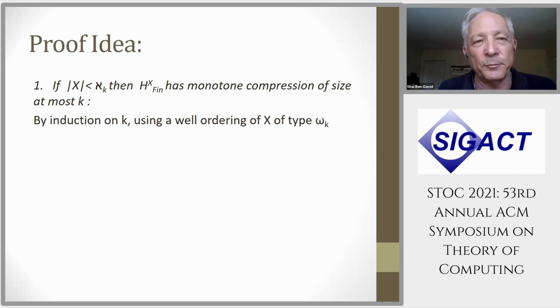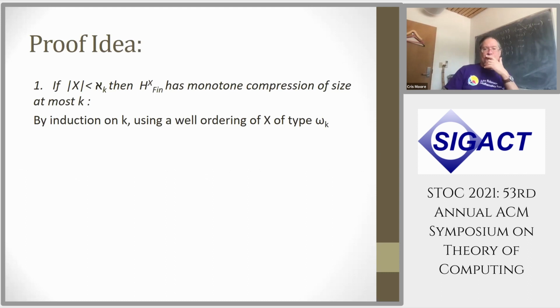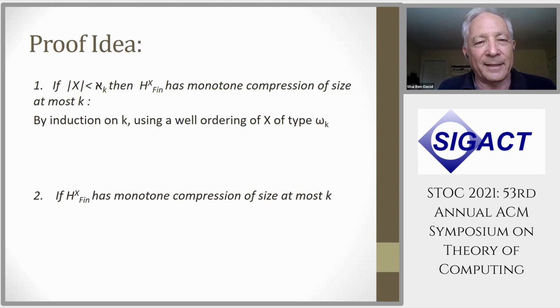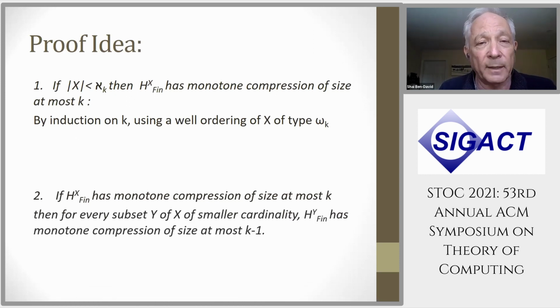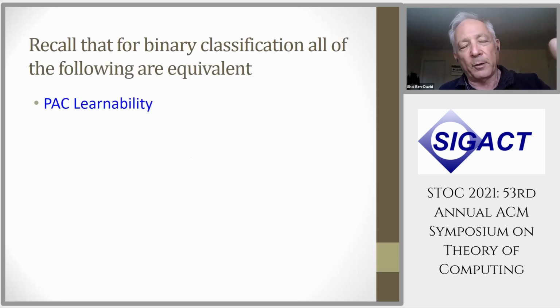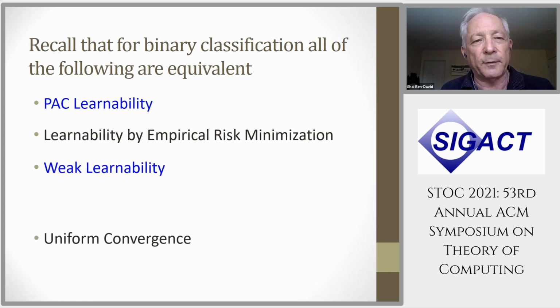Okay, so I will not get into the proof. We can prove that this is a very nice characterization of the Alephs by a finite game over finite sets, if and only if. You have a monotone compression of size k if and only if the domain is of size less than Aleph k. And now we can get to the connection to learnability. We said that H is Emacs learnable if and only if it is weakly learnable, if and only if there is a finite size compression scheme. So now, if we go back to the equivalences, we see the equivalences we had before.